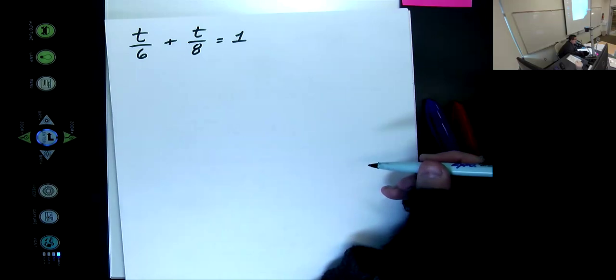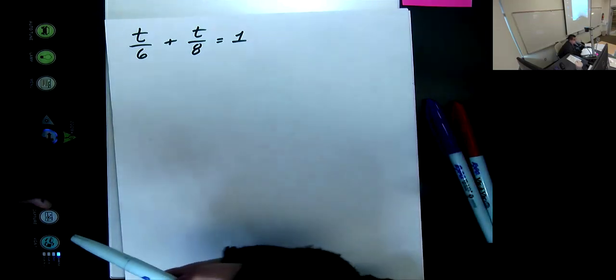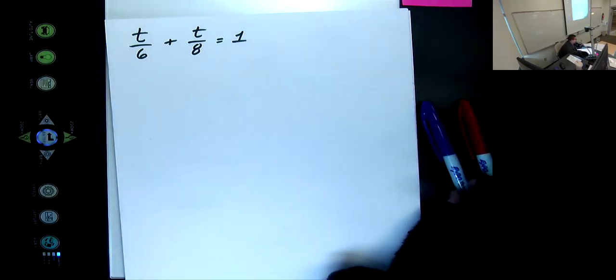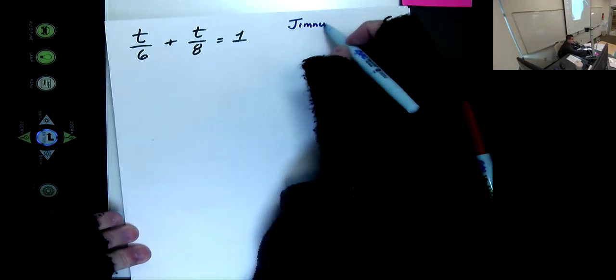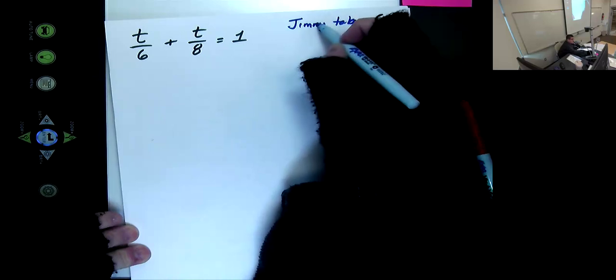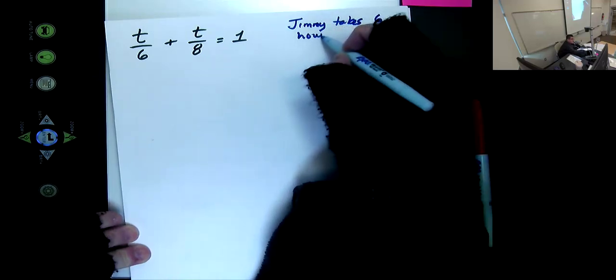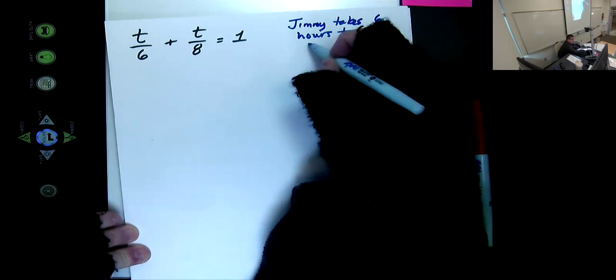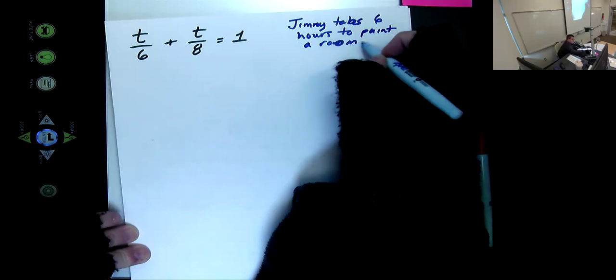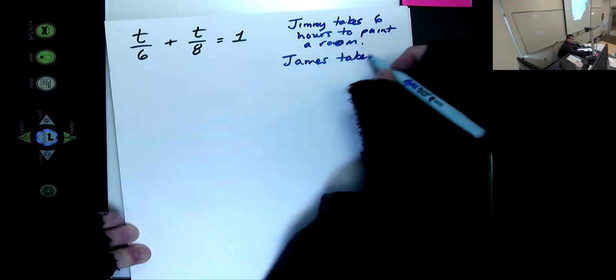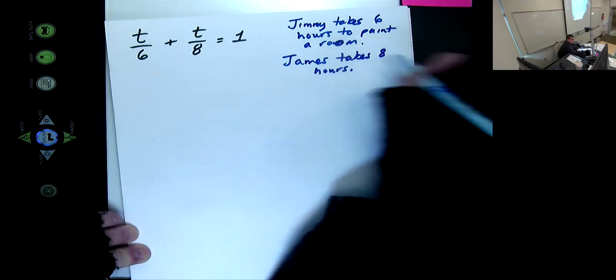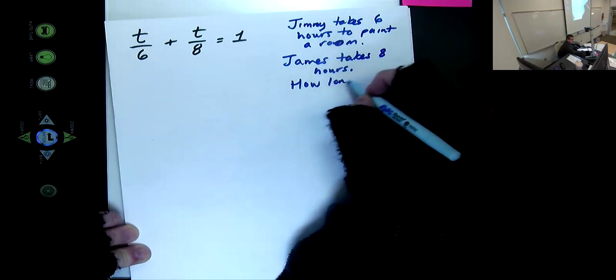This is a very common type of problem, believe it or not. For example, a word problem that's very much related to this is: Jimmy takes 6 hours to paint a room. James, oddly enough, both nicknamed Jimmy, takes 8 hours. How long to paint the room if they work together?